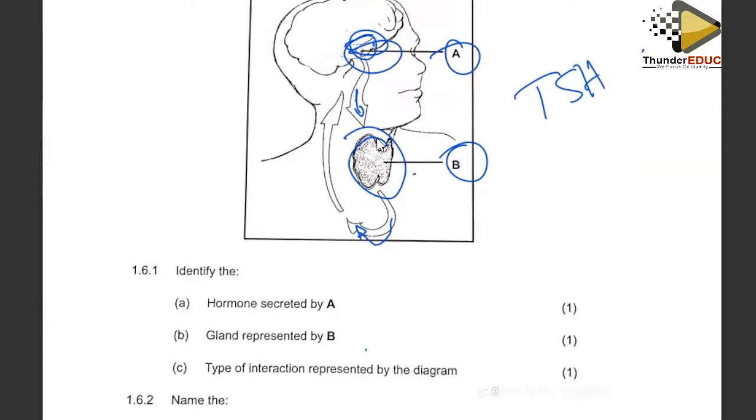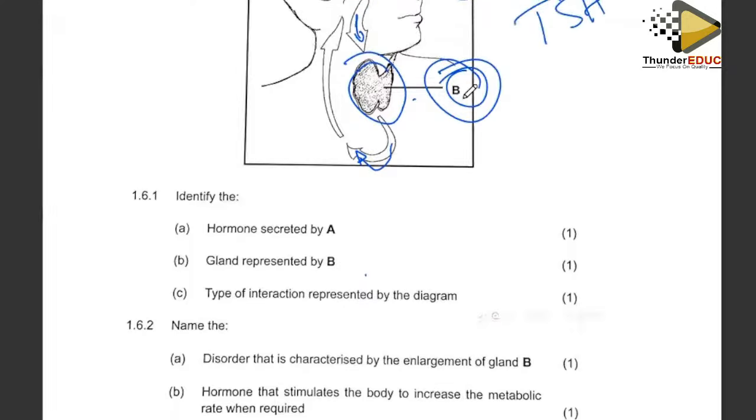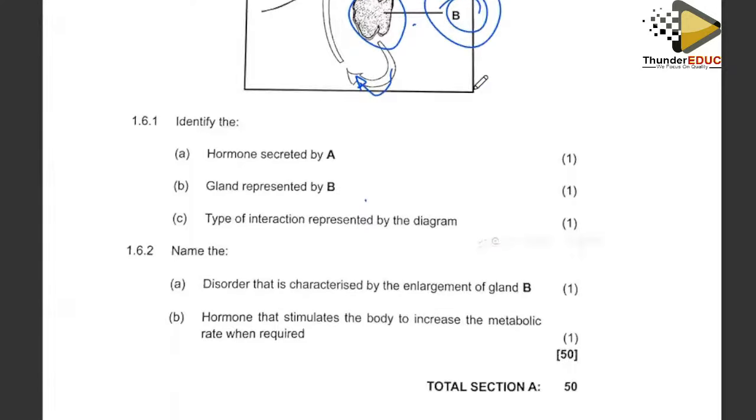Then the type of interaction represented in the diagram is a negative feedback mechanism. We call it a negative feedback mechanism. The disorder characterized by the enlargement of the thyroid gland, enlargement of structure B. They can't say the thyroid gland, so the answer is goiter. Sometimes when I'm teaching it, I say it in Afrikaans. Goiter. I like it. Whichever way you read it, as long as it's correct.